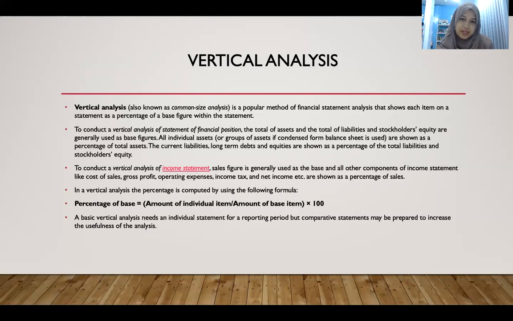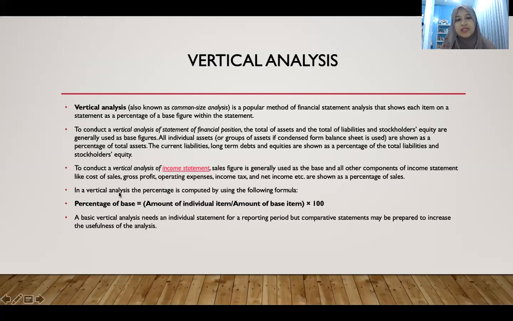So for the statement of financial position, the base figure would be total assets or total liabilities and stakeholders' equities. All other items are shown as a percentage of this base figure, which is the total assets for the statement of financial position.